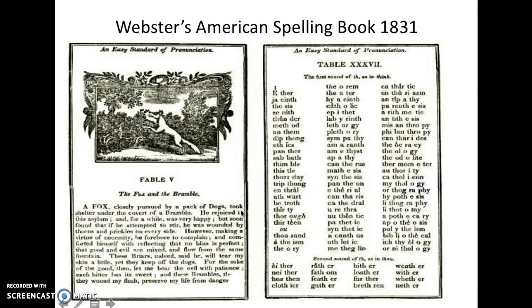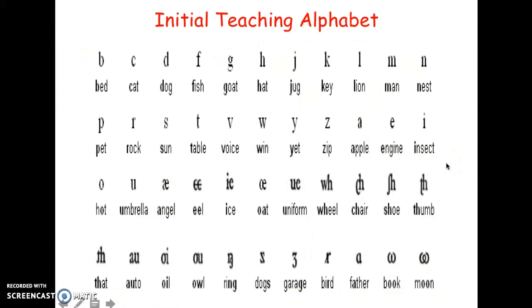And then Webster's American Spelling Book from 1831. Here is a list of words that have the first sound of TH, as in think. And you can think about how TH sounds, either the th sound or the sound, and think of different words that have that. But these are all words that have the th sound. And then these would be a teaching alphabet.